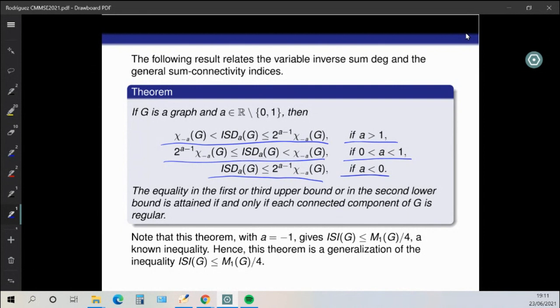Note that if we consider the case a equal to -1, we obtain this known inequality for the IC index. In fact, it is well known that this index is at most 1/4 the first Zagreb index. Hence, this theorem is a generalization of this classical inequality.